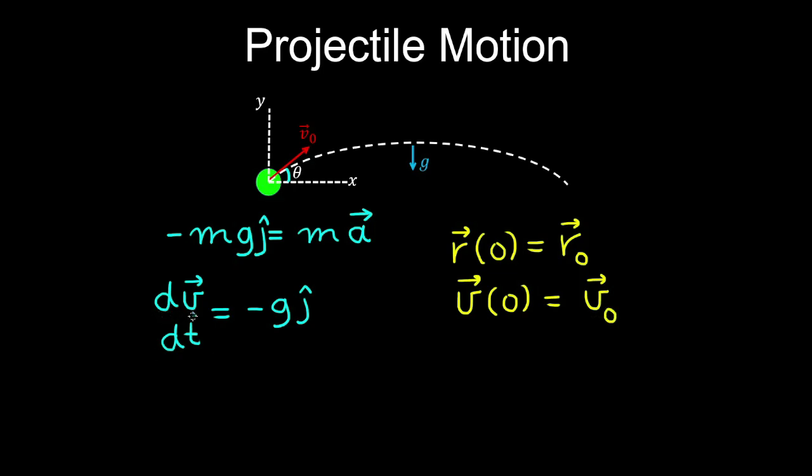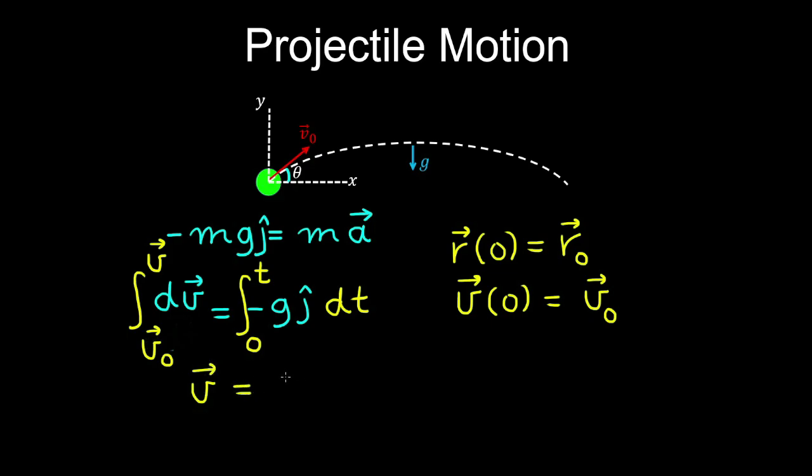So if we separate the variables and integrate both sides of this equation, so we integrate from the initial velocity to the current velocity at time t, and we take our reference time of 0 and we integrate to the current time t. So that gives v minus v naught, which we'll take to the other side of the equation, and minus g times time t, and the unit vector j is constant.